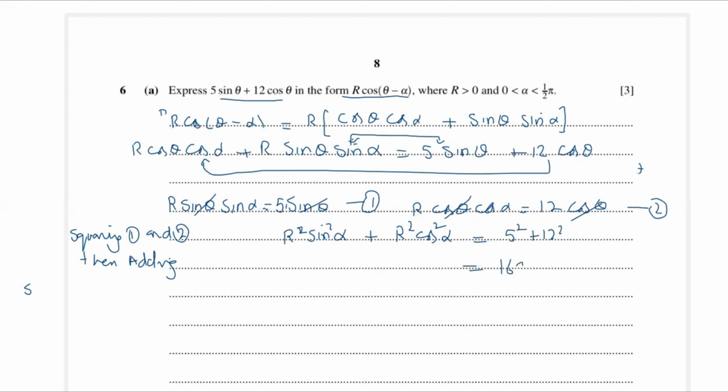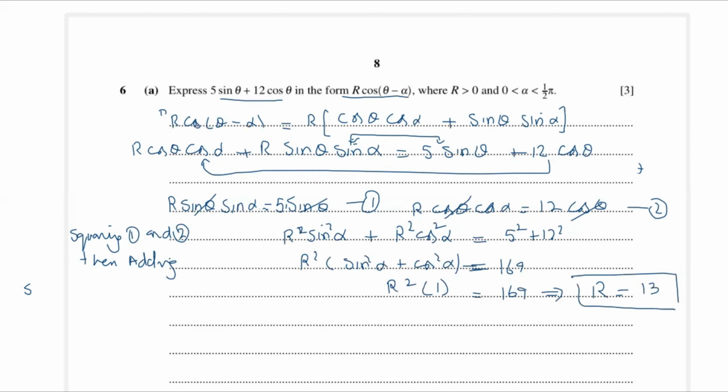Now we get 169, and that is equal to r square (sine square alpha plus cos square alpha). Now r square into 1 equals 169, because sine square alpha plus cos square alpha equals 1. This is the identity of trigonometric ratio. Now we can write r equal to the square root of 169, that's equal to 13.